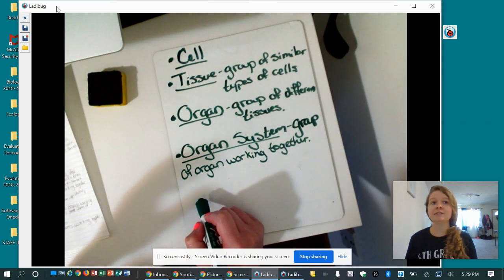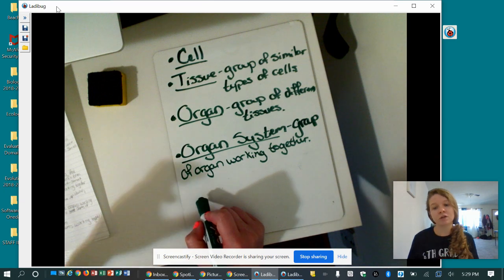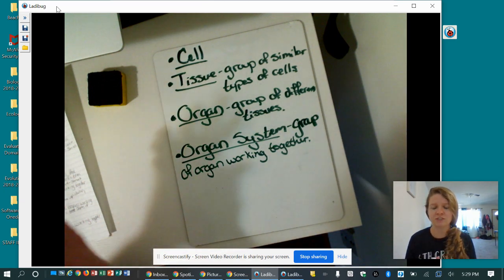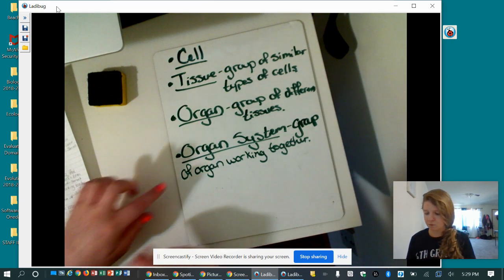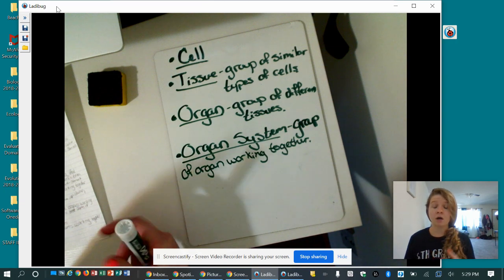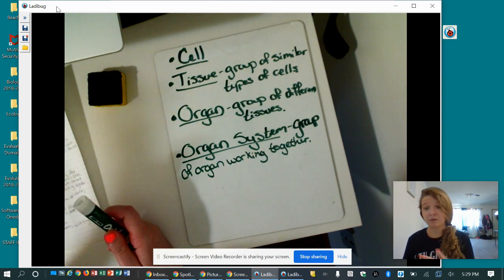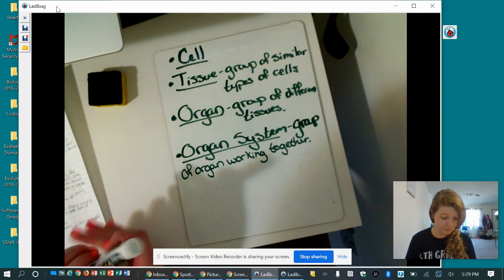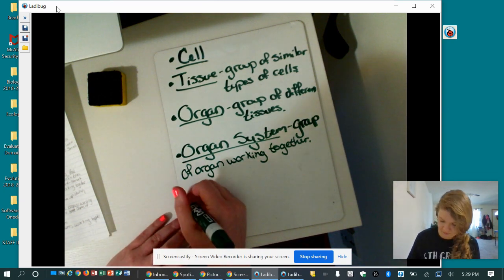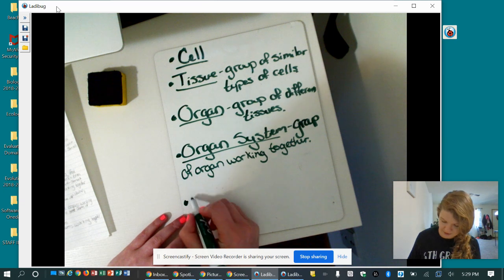So your digestive system, you have your esophagus, you have your large intestine, your small intestine, your stomach, even your mouth, your tongue is involved with digestion as well. So it's all of those organs working together in an organ system, like your digestive system. Your organ systems are actually what we're going to spend the rest of this week learning about. And then put all those organ systems together and you have a lovely organism.